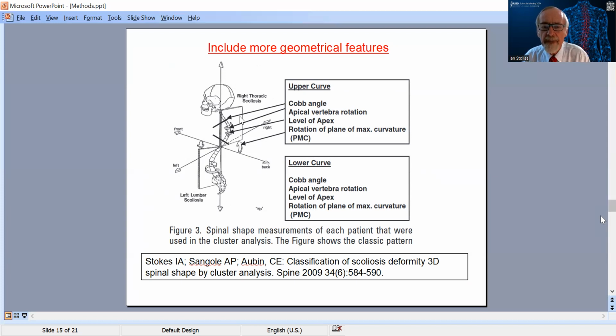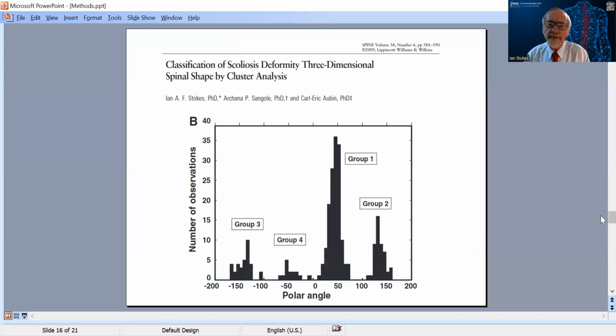These measurements were then analyzed using a cluster analysis to identify groupings of patients, all of whom had adolescent idiopathic scoliosis. Based on this cluster analysis, 4 very distinct groupings were identified. The most important determinant of which grouping a patient would be assigned to was the polar angle, which was one we developed for this purpose.